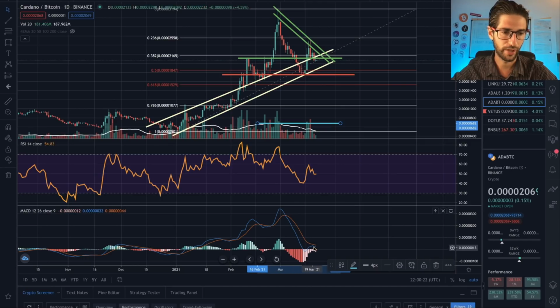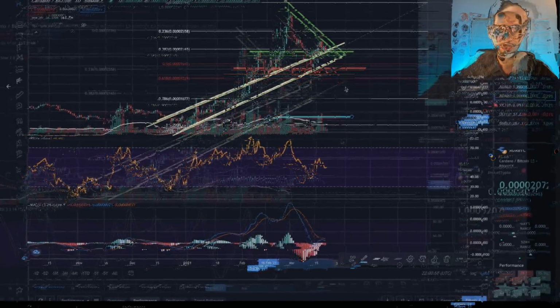In terms of the MACD, we still are in the red zone. We didn't cross it here. Actually, it's separating a little bit, so maybe we can continue going down here. The RSI is neutral in this case. This will be the last support for me. If we break this channel here, then we have this resistance that coincides with the golden pocket Fibonacci retracement. But if we lose this structure here, I think we will see ADA performing badly against Bitcoin.